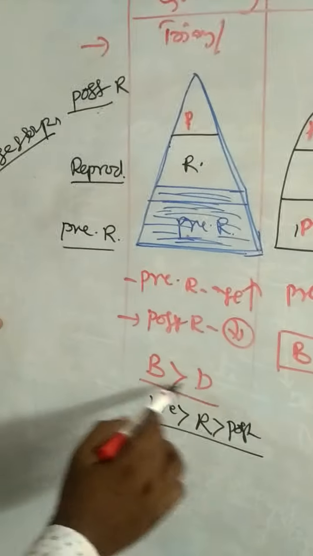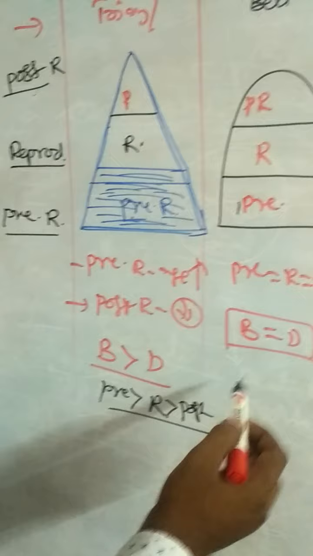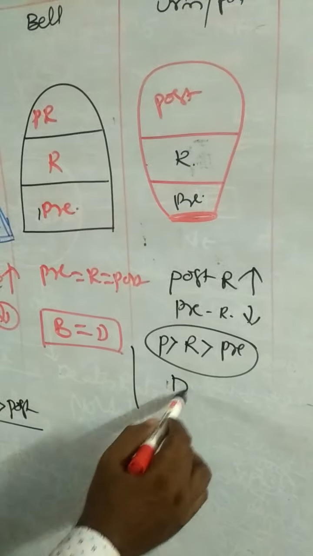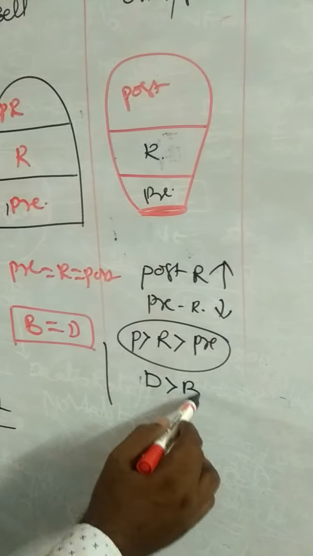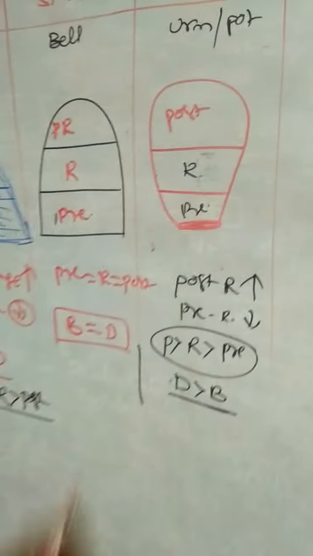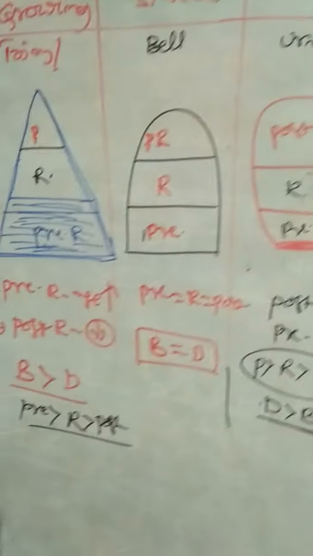Here birth rate is greater than death rate. In stable population, birth rate is equal to death rate. In decline population, death rate is greater than birth rate. Hence, post-reproductive age groups are more. That is about 3 types of populations and 3 types of age groups.